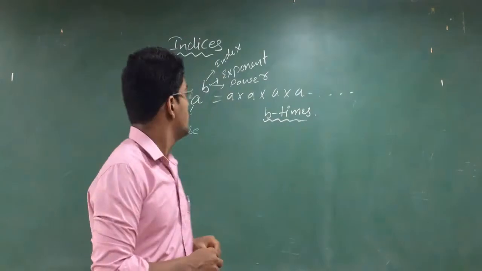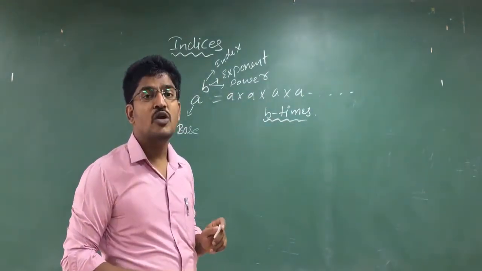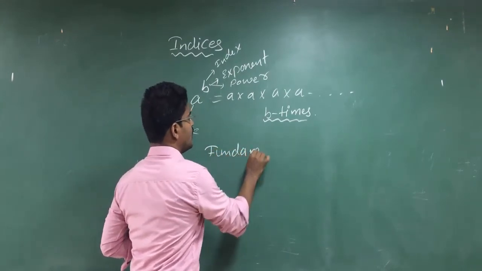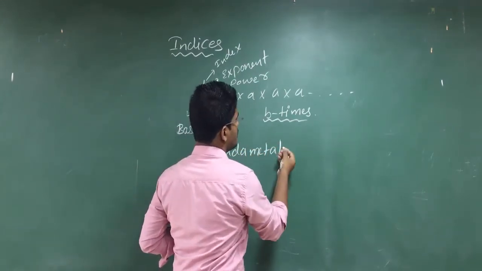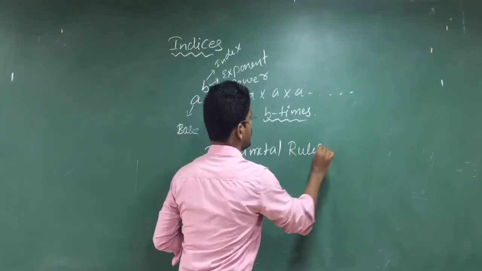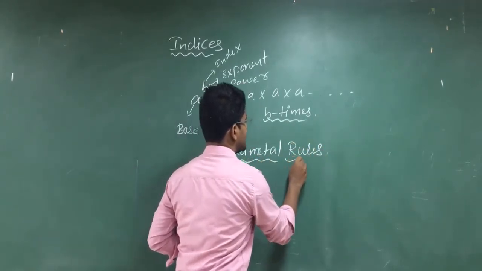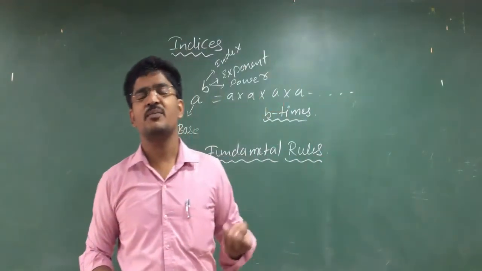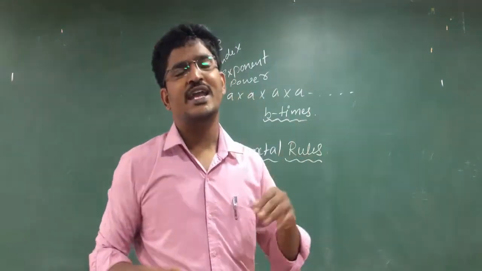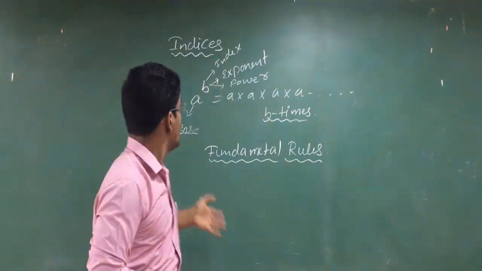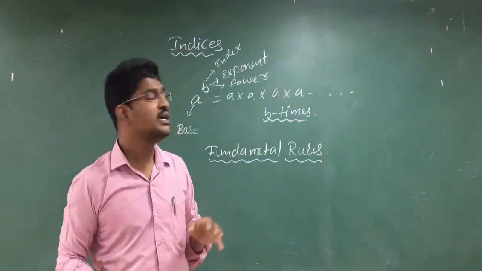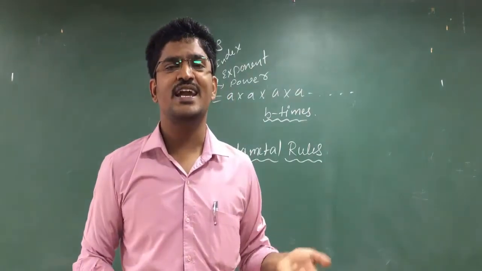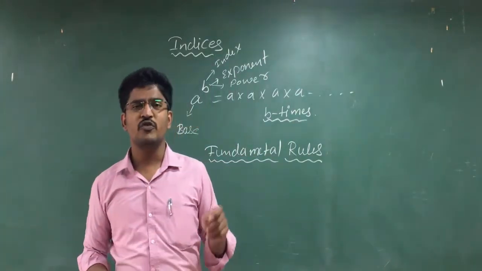Clear? So for this exponential form, there are some fundamental rules. As you say, addition, subtraction, multiplication and division are the four basic fundamental operations for any two real numbers. Like that, for this exponential form, there are some fundamental rules. Let us see one by one and let us also look at the proof of those terms.